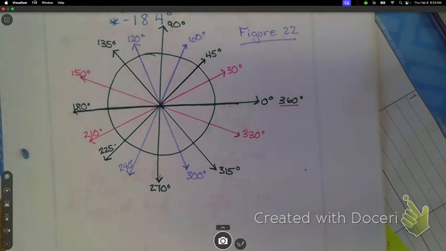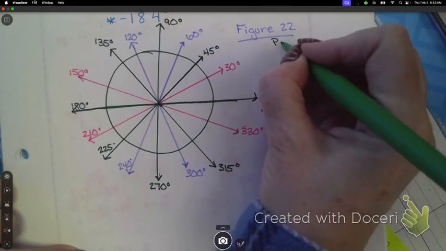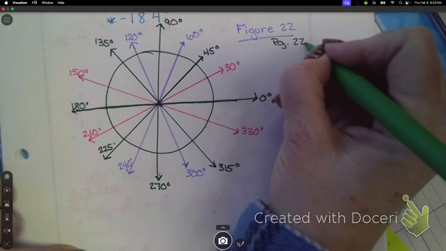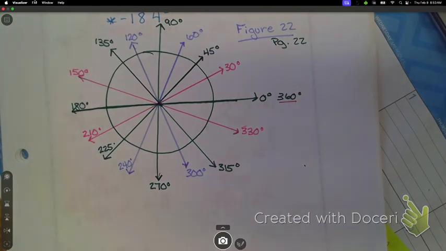Okay, would you like to know what page it is on so you can go back and look if you need to? It is on page 22. Figure 22 on page 22, at the bottom. Well, once you know what it looks like, you could see it. So this assignment should not take you long.